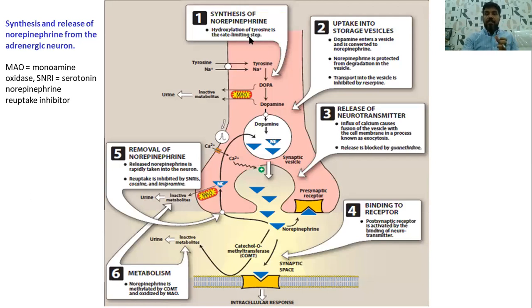So the first step, as I mentioned previously, is synthesis of norepinephrine. And you know, the mainstone of norepinephrine is tyrosine, and hydroxylation of tyrosine is the rate limiting step. Hydroxylation of tyrosine can produce dopa and then dopamine. And dopamine is taken up inside the vesicles.